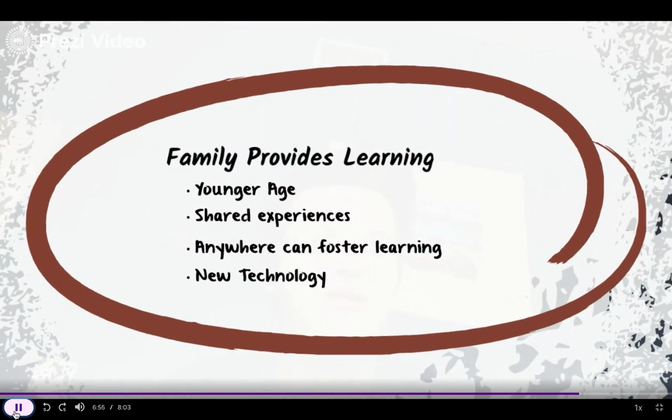And then family. Family provides learning, especially at a younger age. The article talks about the ages from 3 to 5 really being that hot spot. Students can learn so much, and they have shared experiences with their family, which they can bring to the classroom and show other students. Like if they learned how to build a desk, they could show another student in their class how to build a desk. Anywhere can foster learning. Your neighbor next door could show you how to fix a flat tire. Anything is possible in the world.